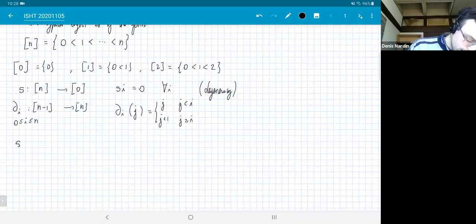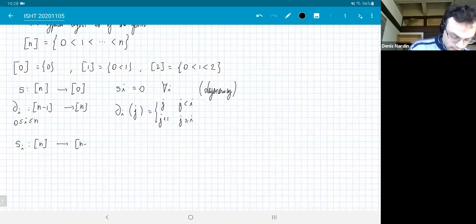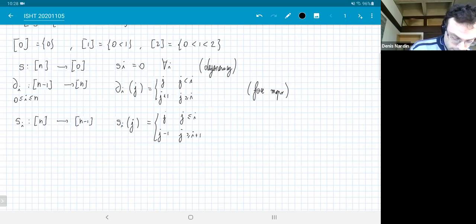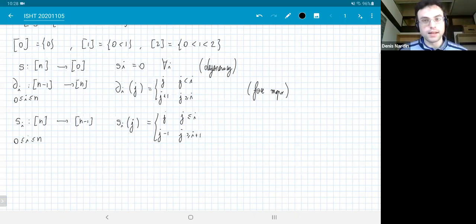And just for completeness' sake, you also have these guys here. So these are called the face maps. It will make sense in one second why I'm calling them this. But let me put all the definitions here. s_i of j is j for j lesser or equal than i, and j minus 1 for j greater or equal than i plus 1. And for these to make sense, we need 0 lesser or equal than i lesser or equal than n again. This is essentially taking two points and collapsing them. These are also called degeneracy maps.